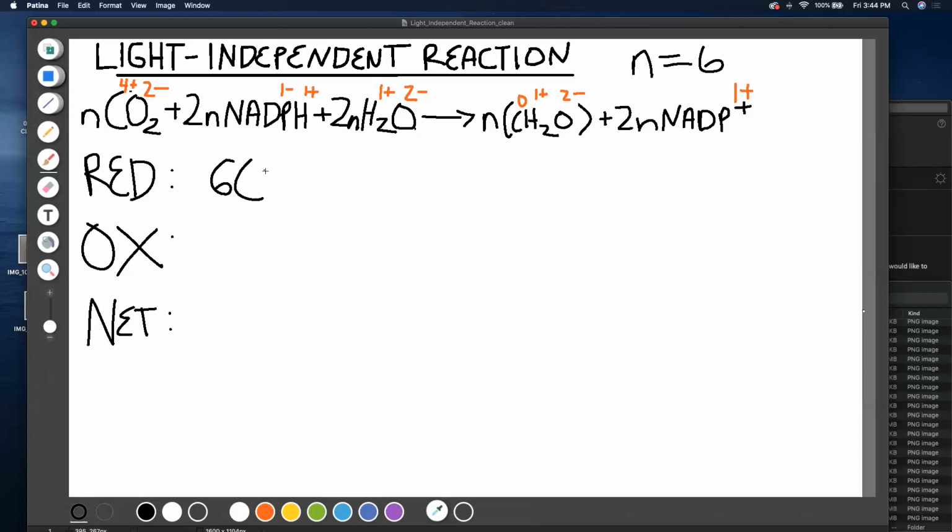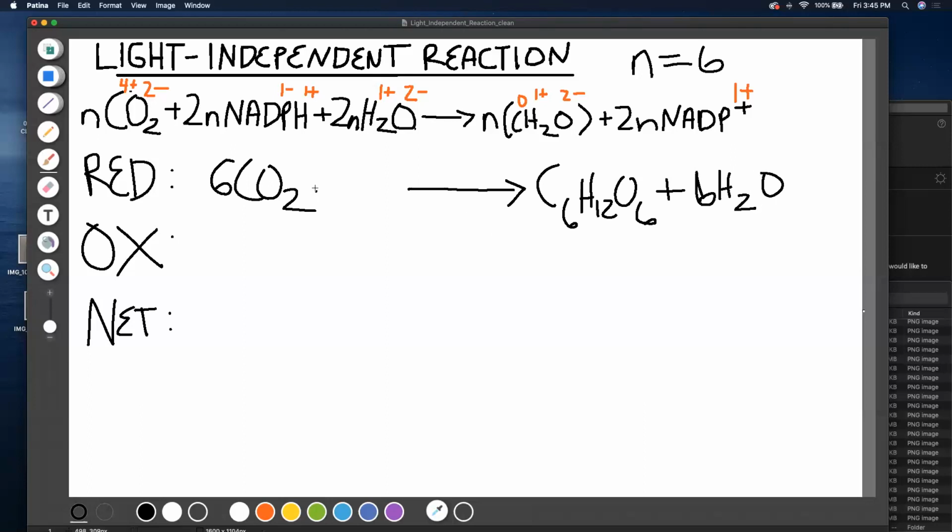So let's put in 6 CO2. Goes to C6H12O6. 1 molecule of glucose. And we can balance this first, similarly as we did before. The charges are already the same, so we just have to add in the 6 water over here to balance the amount of oxygen. So that must mean we add 6 times 2 plus 12 hydrogens, 24 hydrogens here, and we balance the amount of atoms.